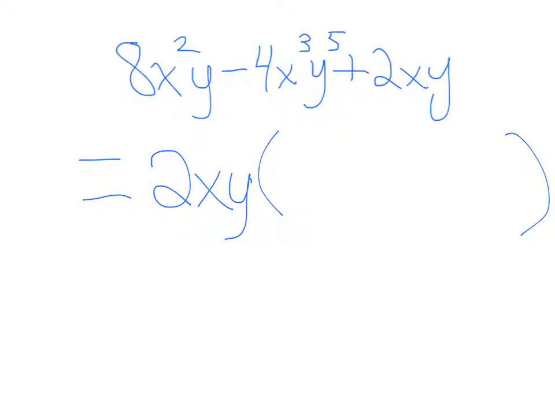What's left in this would end up being 2 times what gives you 8, which is a 4. X times what gives you x squared, which is an x. And y times what gives you y, it's just a 1. We took that y out, it's gone. The next term, 2 times negative 2, would give you negative 4. X times x to the second will give you x cubed, and y times y to the fourth is going to give you y to the fifth.